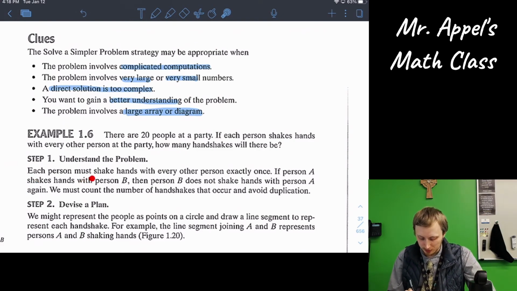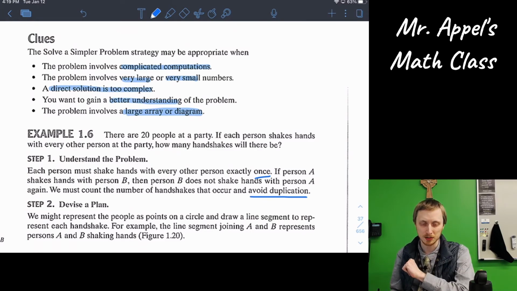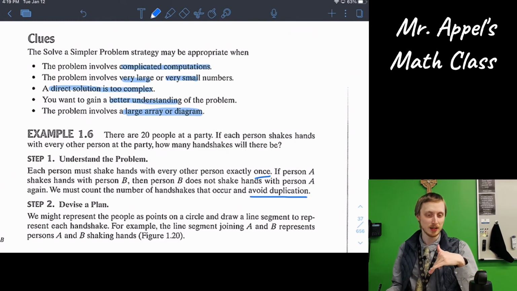Let's understand the problem first. Step one. Each person must shake hands with every other person exactly once. If person A shakes hands with person B, then person B does not shake hands with person A again. We must count the number of handshakes that occur and avoid duplication. This is often the kryptonite of many problems. It seems simple at first, then you realize, oh wait, what about the double counts? Rats. And it makes the computation that much more complicated.